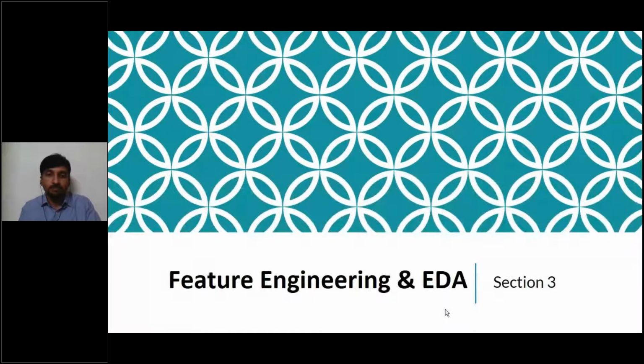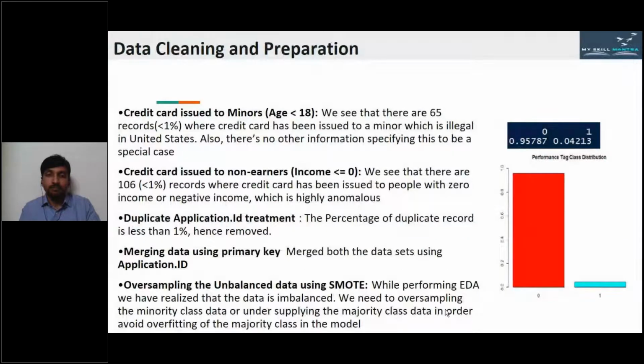Right. So now let us have a brief look at the feature engineering and the EDA phase. In the very beginning, we need to do some data processing, that is, cleaning and preparation of the data. This includes multiple aspects like duplicate value treatment, business rule validation, merging the data, et cetera.